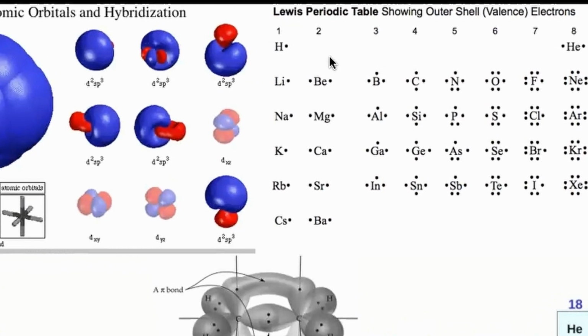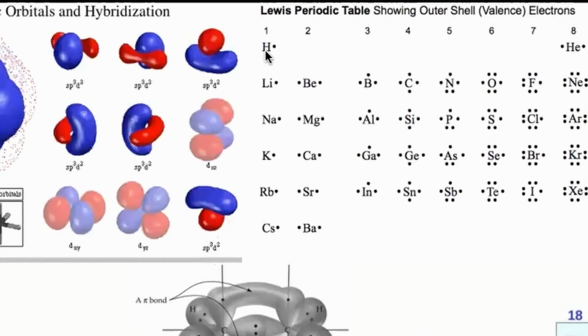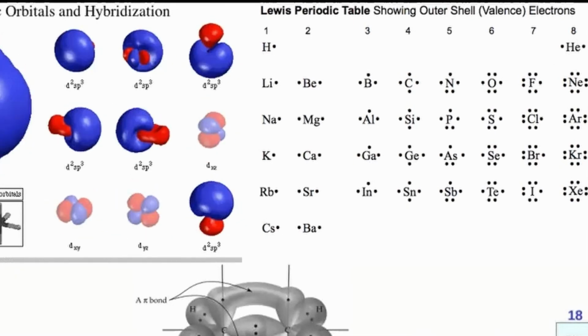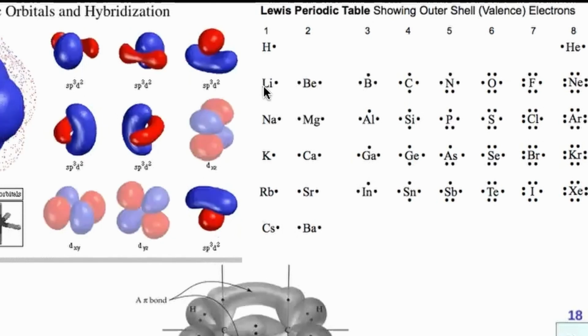So for example, hydrogen has 1 valence electron, helium has 2 valence electrons, 2 in the s subshell. Lithium has 1 valence electron with an atomic number of 3. You would have 2 electrons that form the core electrons, and 1 electron in the 2s subshell. Beryllium will have 2 valence electrons, boron will have 3, carbon will have 4.